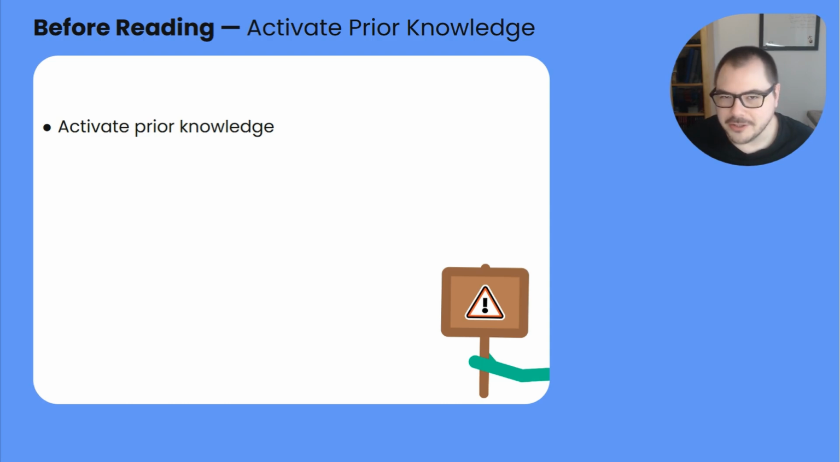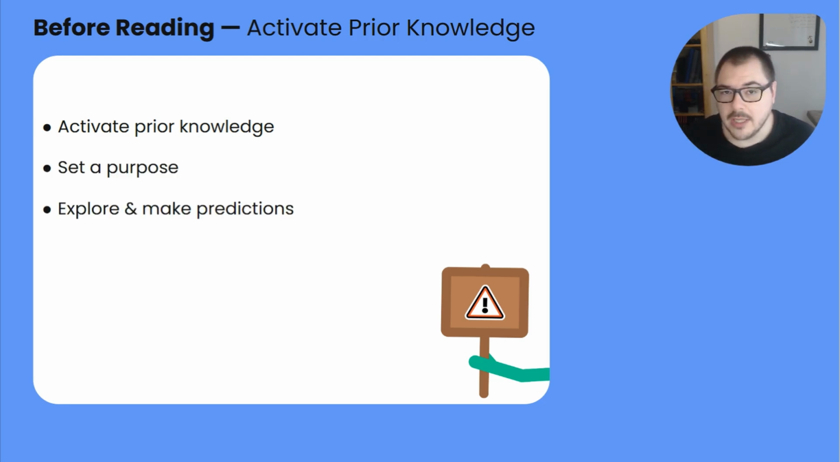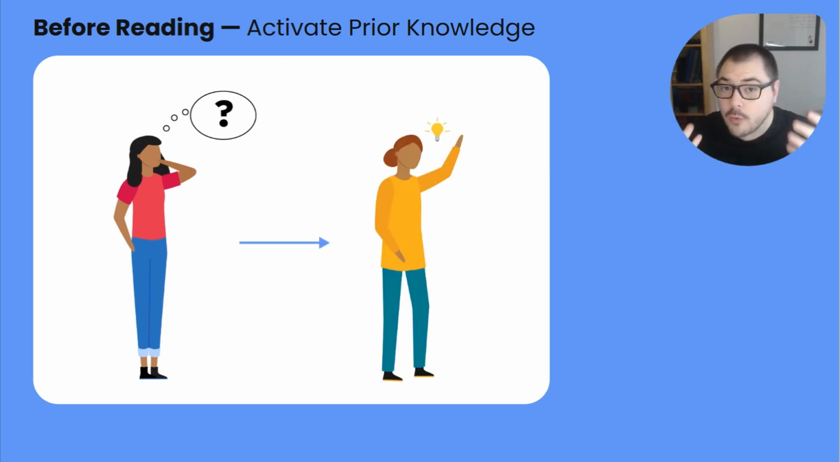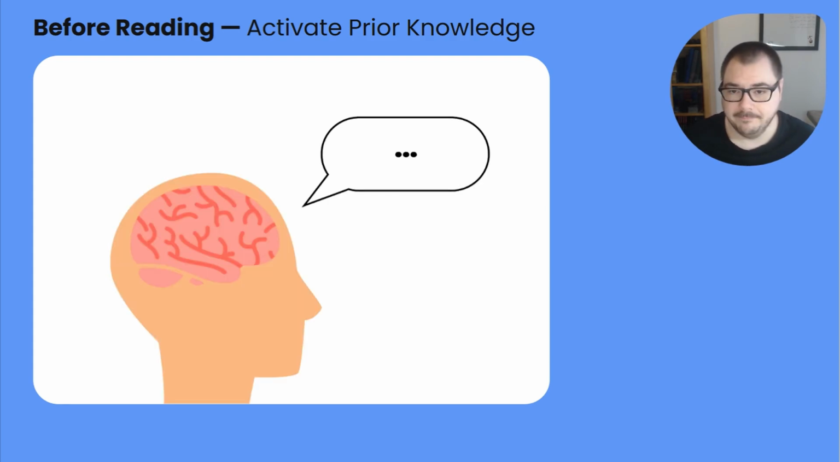Activating your prior knowledge is one of the three steps that we take before we start reading in the response process, alongside setting a purpose and exploring and making predictions. Activating your prior knowledge essentially means, in simpler words, that you reflect briefly on what you already know about the topic of the text that you're going to read.